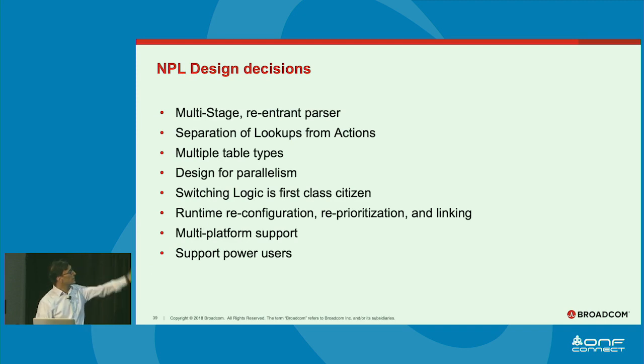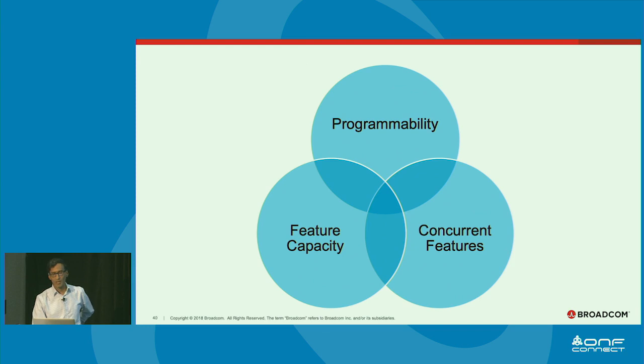And then these are the design decisions. For the record, we touched upon some of them. So the parser is a multi-stage reentrant parser. It's not a single parser. Separation of lookups from actions is a huge design decision that helps in the overall efficiency. And then a few more that I'm going to skip, right? And logic as a first-class citizen becomes very important. People don't realize how much switching logic exists in a switching pipeline. So in a way, we are trying to balance programmability, features, capacity, as well as concurrent features.